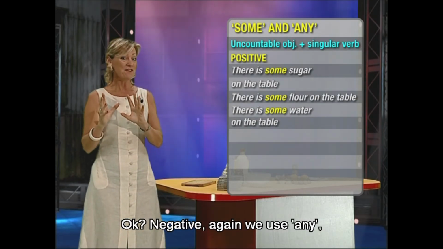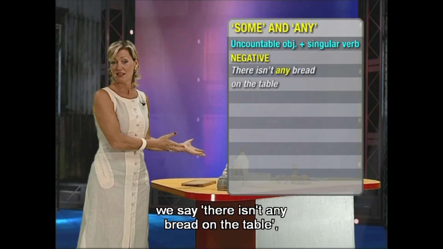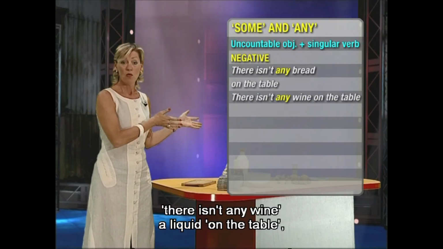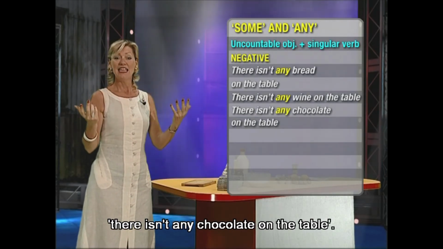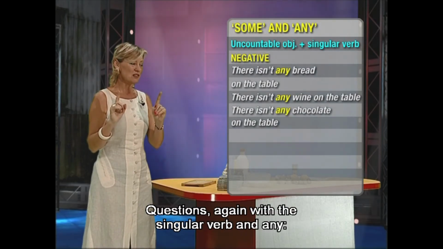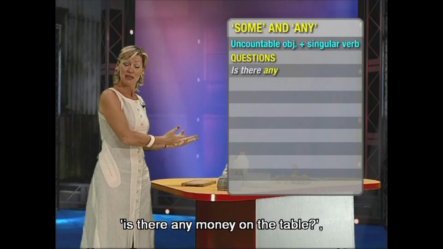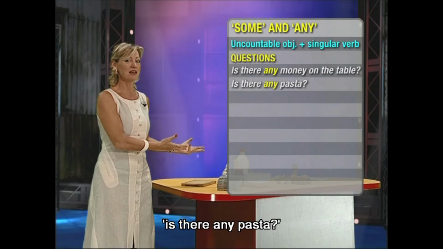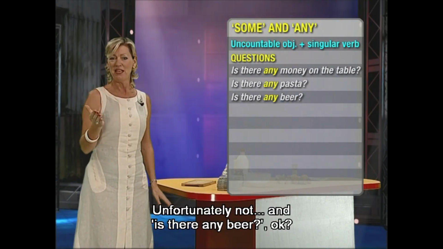Okay? Negative, again, we use any. We say there isn't any bread on the table. There isn't any wine, a liquid, on the table. There isn't any chocolate on the table, all right? Questions, again, with the singular verb and any. Is there any money on the table? Is there any pasta? Unfortunately not. And is there any beer?